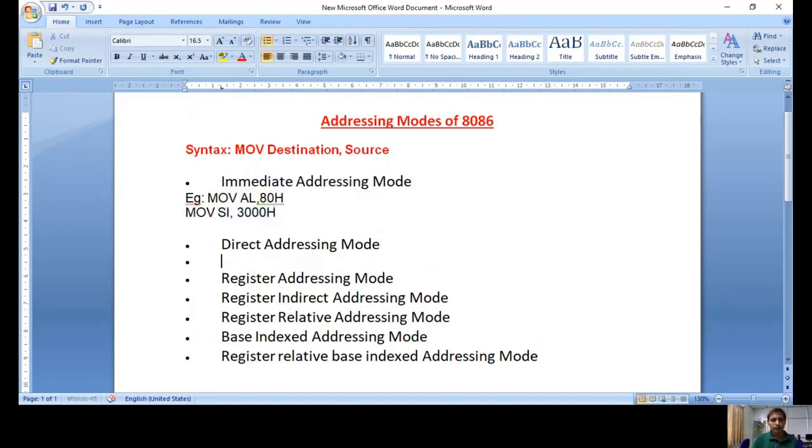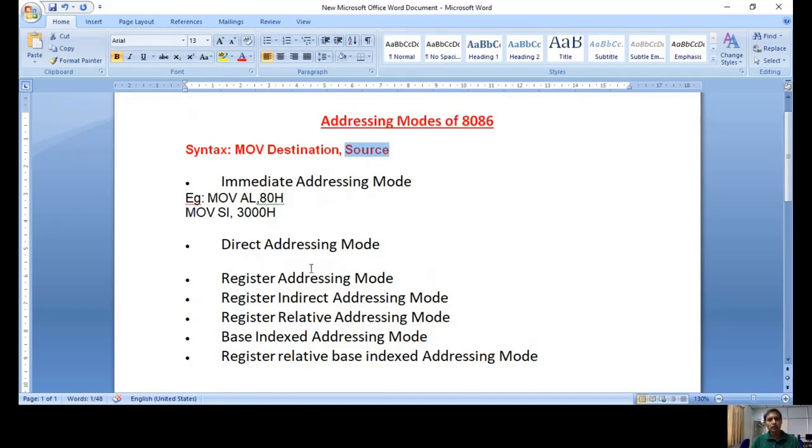Coming to direct addressing mode. Let us see what direct addressing mode is. In direct addressing mode, of the source operand and the destination operand, one must be a register and the other must be memory. If the source operand is memory, then the destination operand must be a register. If the destination operand is memory, then the source operand must be a register.